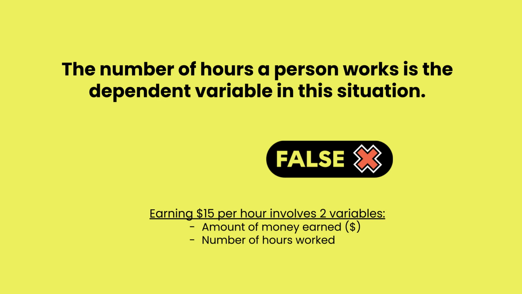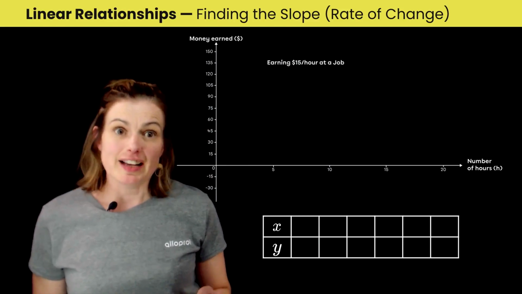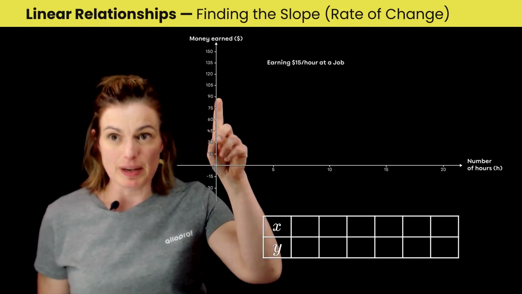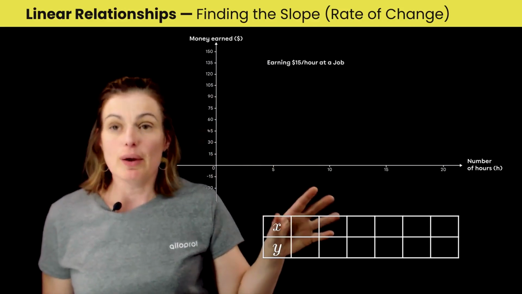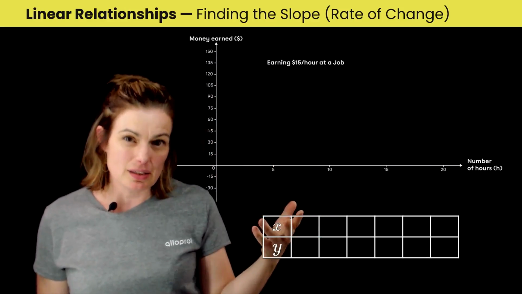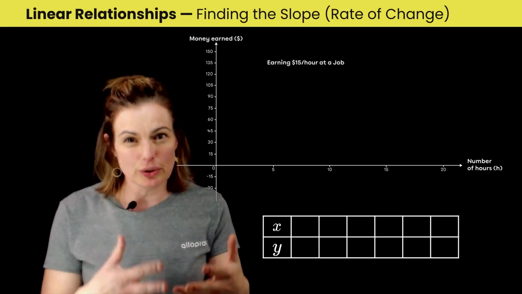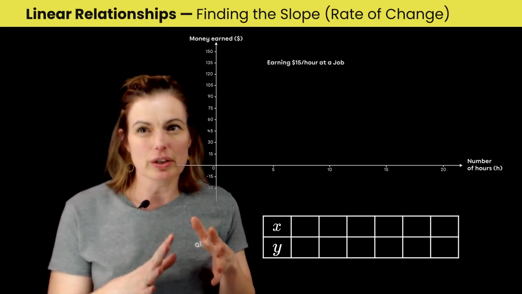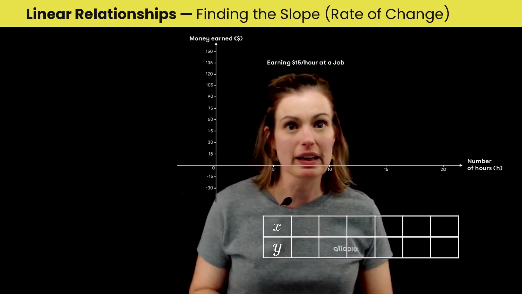So the answer is false. In fact, it's the money earned that is dependent and the number of hours that is independent, because you can actually calculate how much money you're going to earn depending on how many hours you worked. Let's just take a look at how that would look in our table of values.